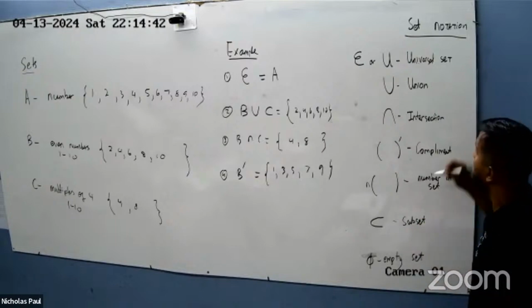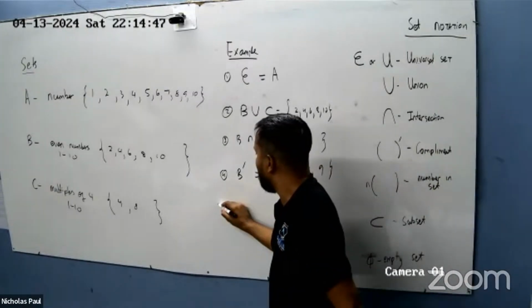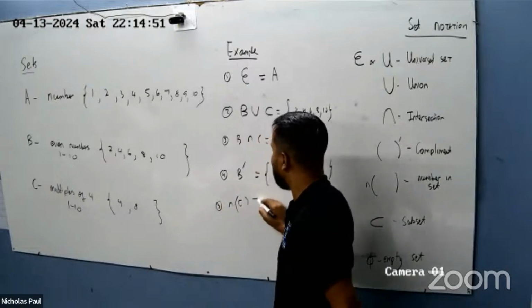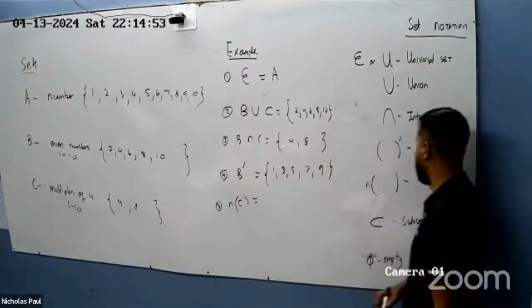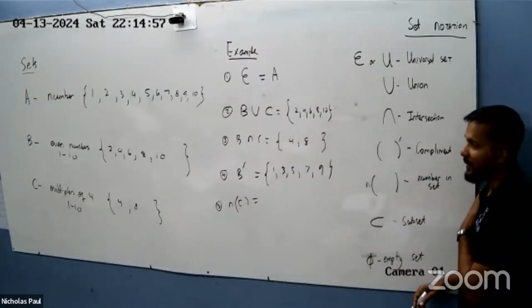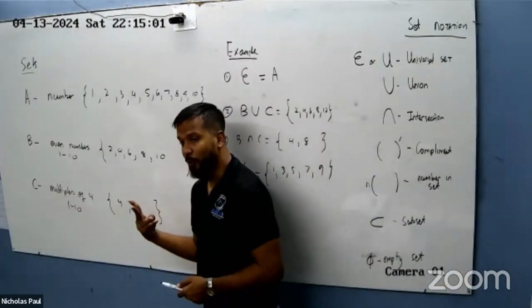Do we understand 1, 2, 3? Let's try the number in a set now. For example, if I told you the number in set C, how many elements are in set C? Number means how many elements. 1, 2. There are 2 elements in C.